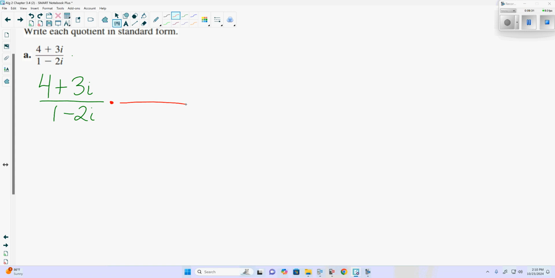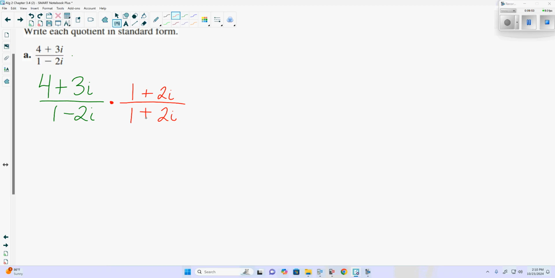Now, the issue is coming with our 1 minus 2i. We can't have that 2i in the bottom of the fraction. So I need to multiply this by something to get the i to go away. And specifically, we're going to multiply it by its conjugate. Specifically, the complex conjugate of the denominator, the bottom of the fraction.